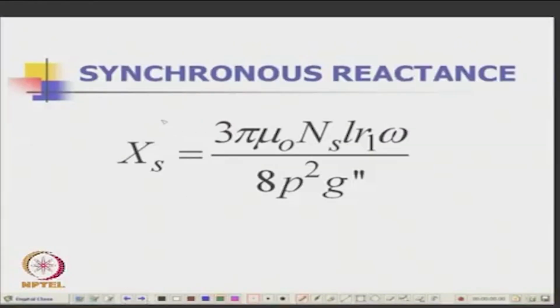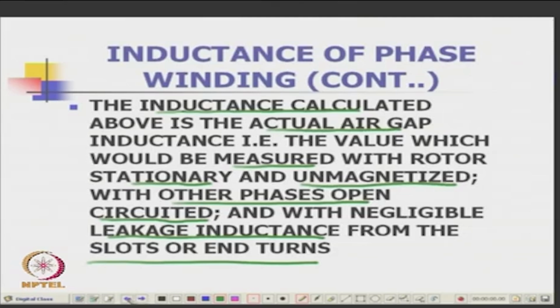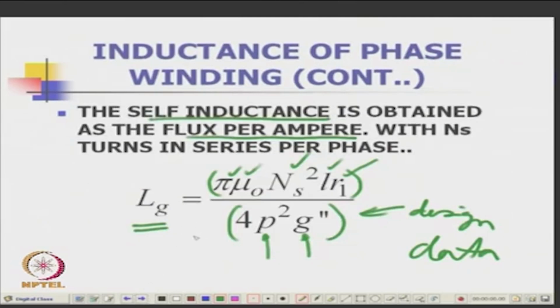So, you have an expression for the so called synchronous reactance. Synchronous reactance, as I mentioned, will be the inductance into the frequency. This is the term 3 pi mu naught ns L r1 omega by 8 p square g double dash, which will be whatever you have got in the Lg expression, because you have to now take it for a 3 phase system.